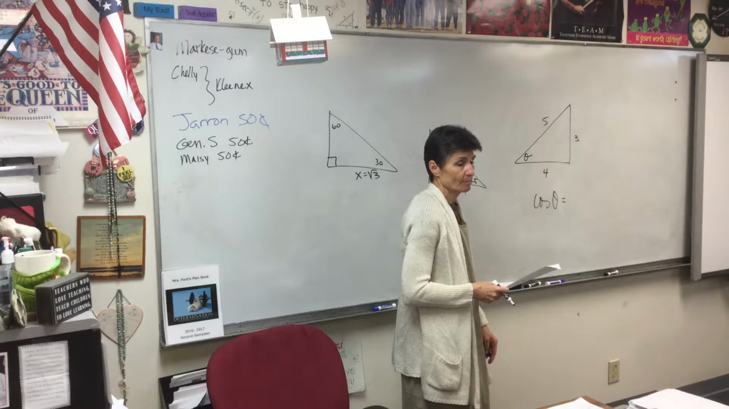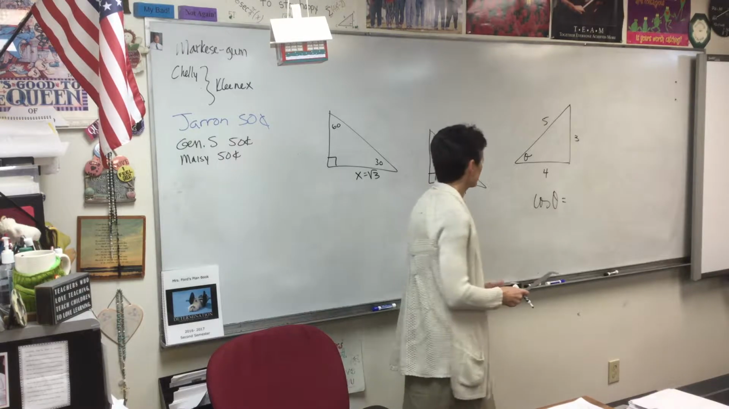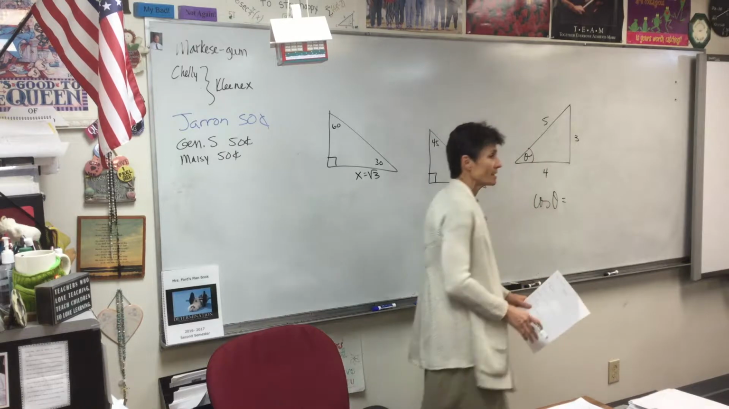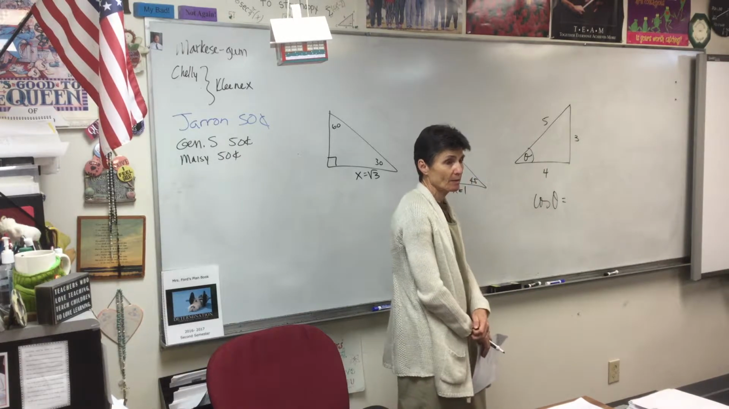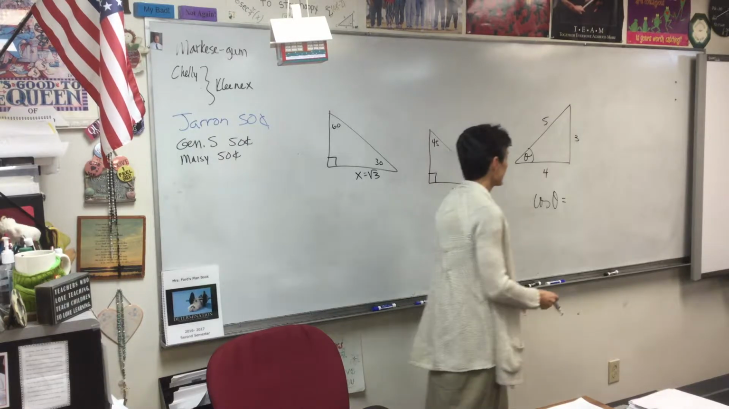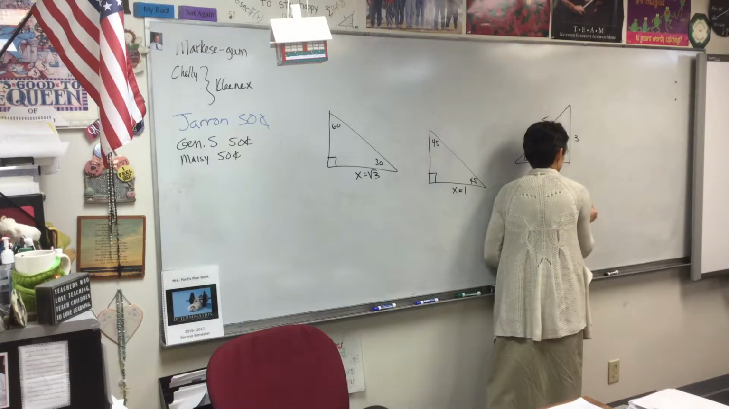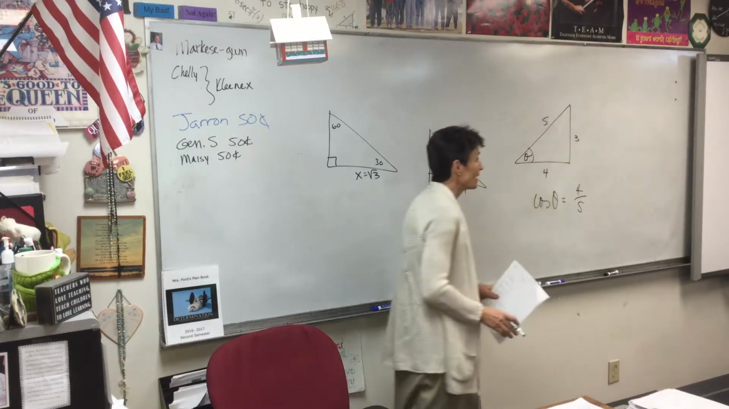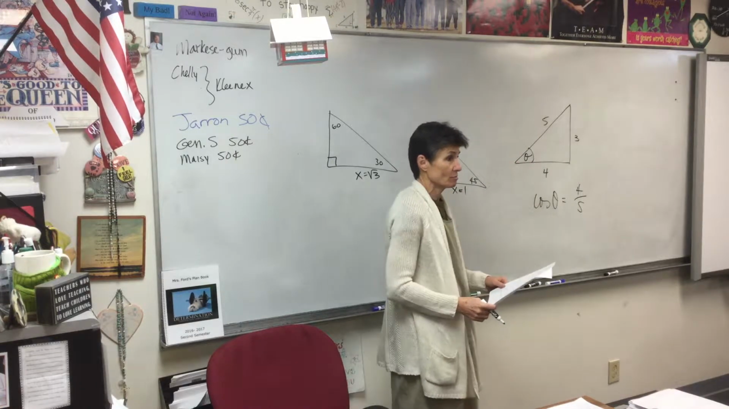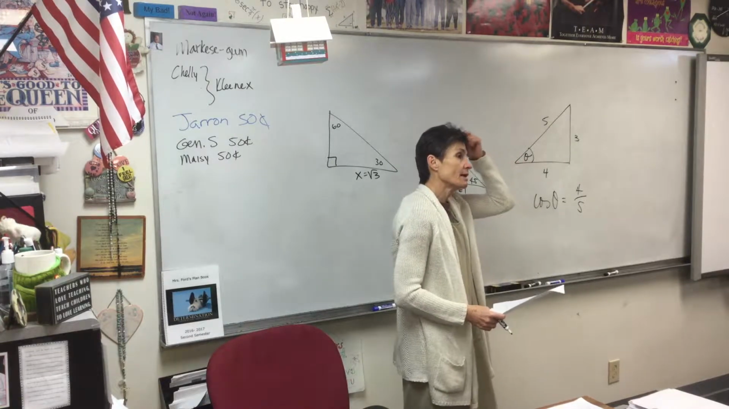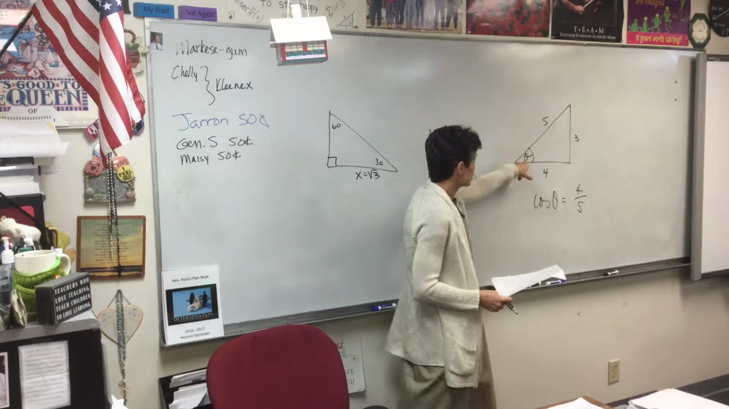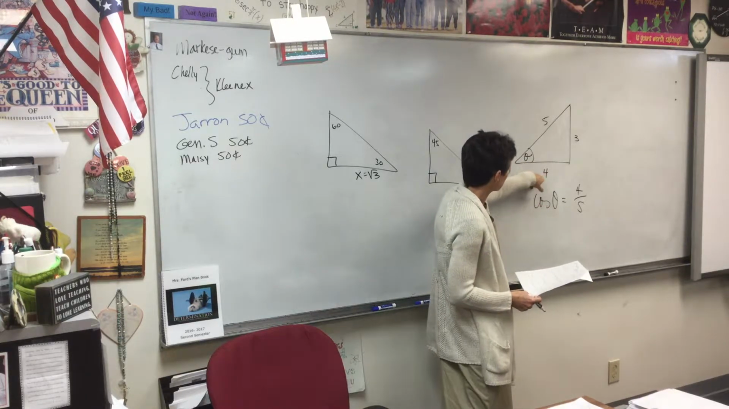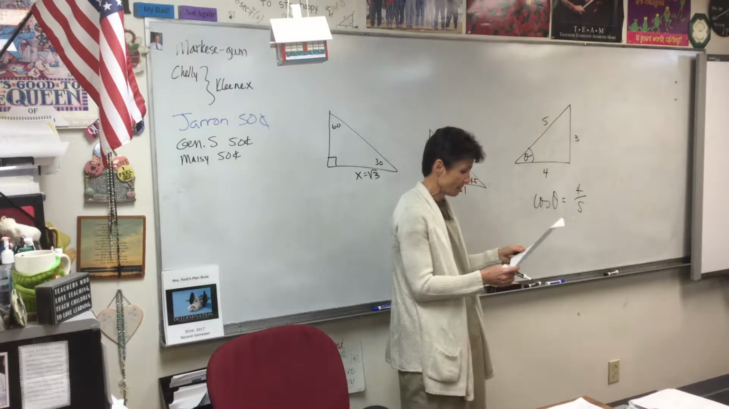What's cosine? Okay, so here's theta. Which side is the adjacent side? 4. Which side is the hypotenuse? 5. So what's the cosine? 4/5. Instead of letters this time, there are numbers. Cosine is adjacent over hypotenuse. And since the angle is right there, this is the adjacent. That, of course, is the hypotenuse.